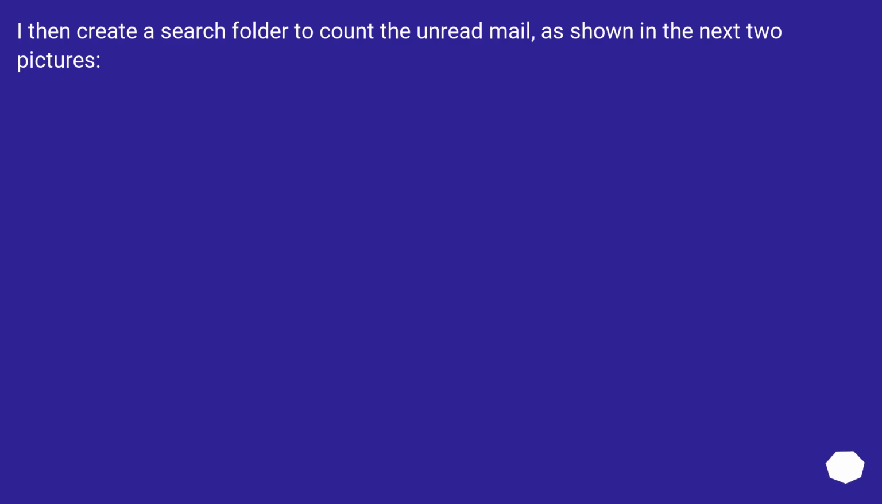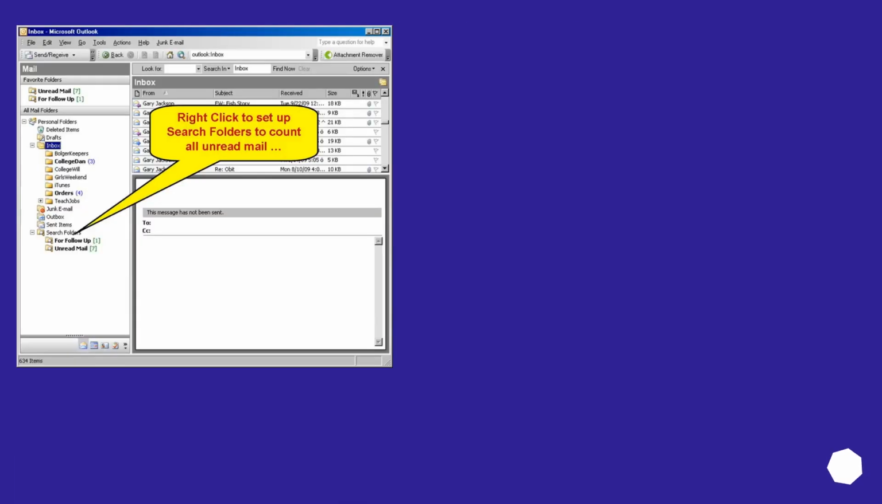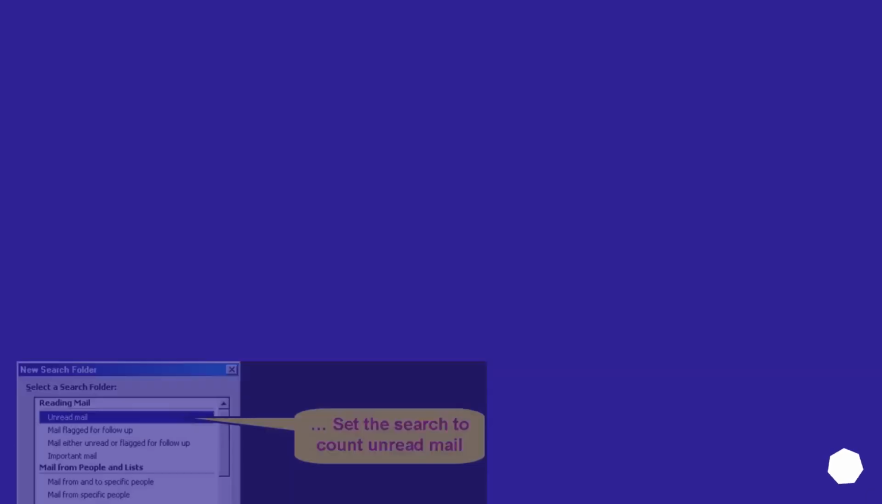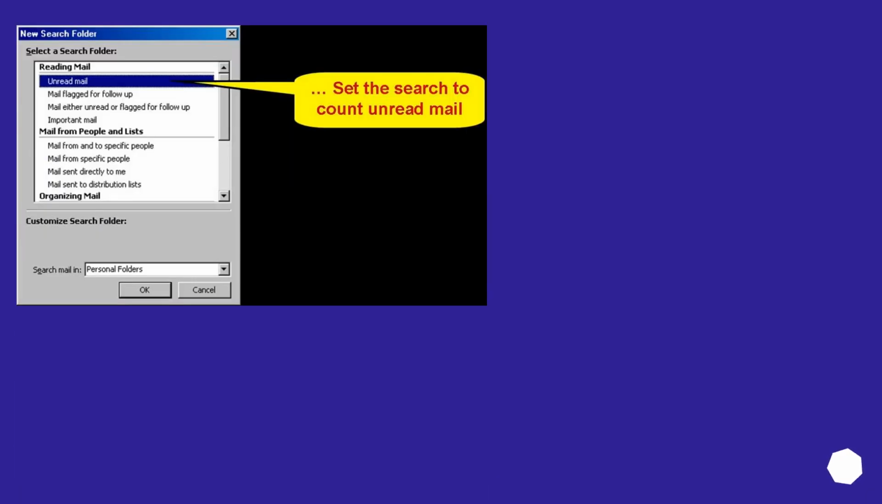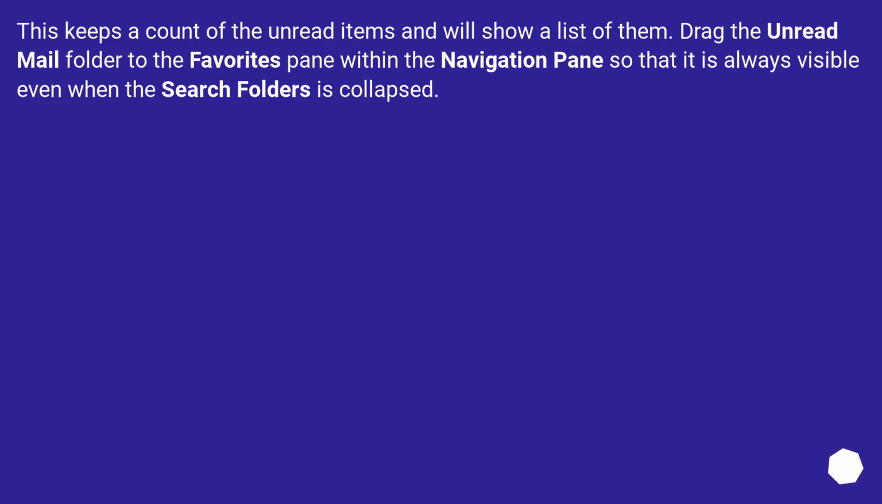I then create a search folder to count the unread mail, as shown in the next two pictures. This keeps a count of the unread items and will show a list of them. Drag the unread mail folder to the favorites pane within the navigation pane so that it is always visible even when the search folders is collapsed.